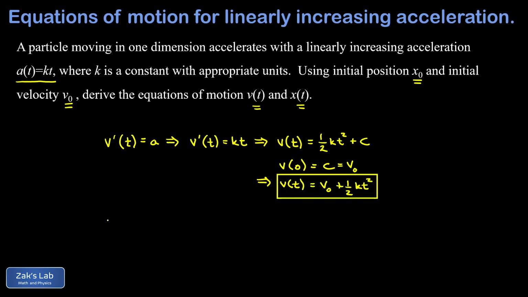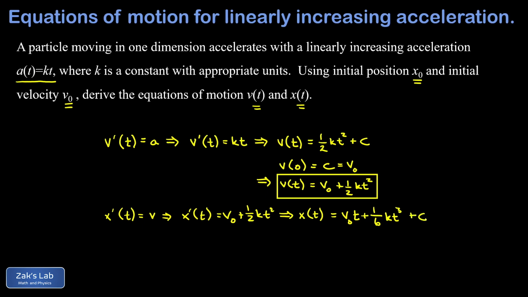So now we just repeat this process where we start with the fact that x prime of t, the derivative of our position function, that's what we call the velocity. So x prime of t, that's v naught plus 1/2 kt squared. And again, we're just guessing an antiderivative to get x of t itself. So x of t is going to be v naught t. And then when I find the antiderivative of t squared, that's t cubed over 3. So I end up with a 1/6 kt cubed plus an arbitrary constant.